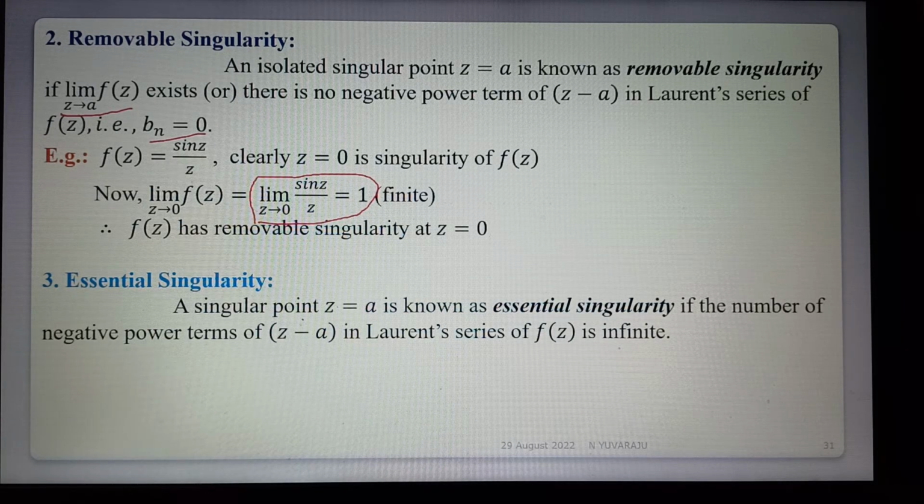A singular point z is equal to a is known as an essential singularity if the number of negative powers of z minus a in the Laurent series of f of z is infinite. As already told in the definition of the Laurent series, there are positive powers and negative powers. So when we expand the negative powers, the terms must go up to infinity. If the expansion of negative powers of z minus a has infinite terms, then the point a is called the essential singularity.